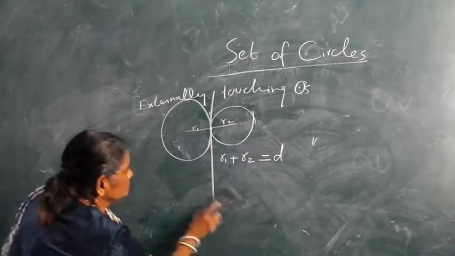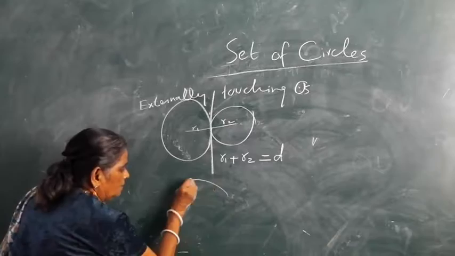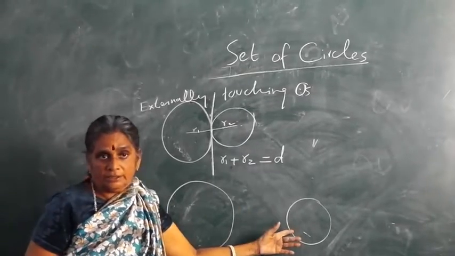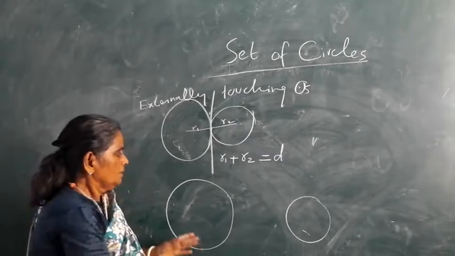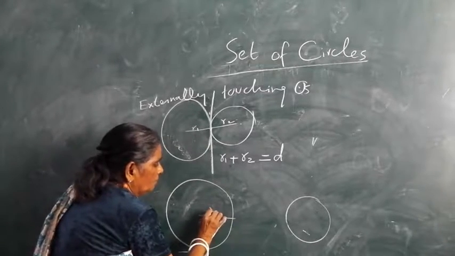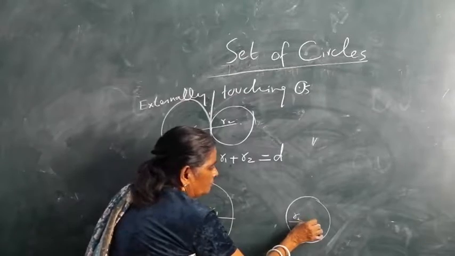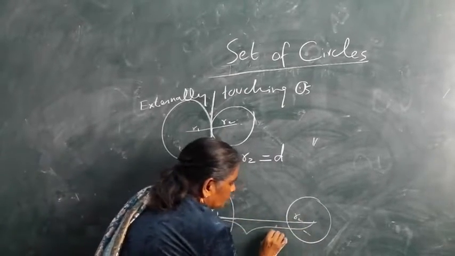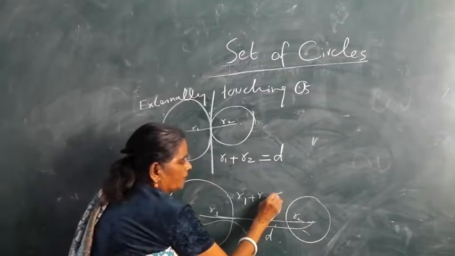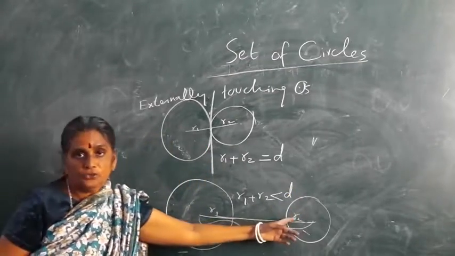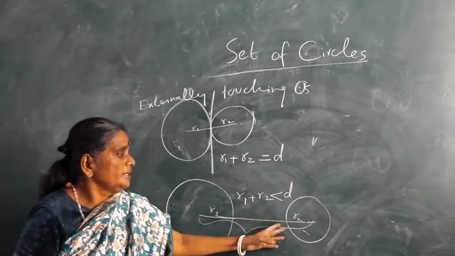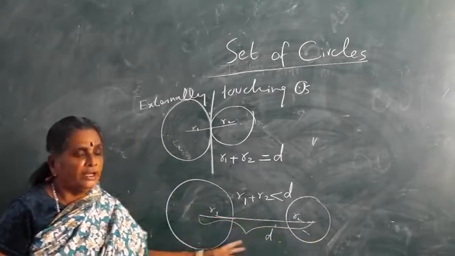Now, for example, this is one circle, this is another circle. They are neither touching, nor meeting, nor intersecting. One circle falls entirely in the exterior of the other. Now, this is R1, this is R2, and if you join the centers, this gives you D. If R1 plus R2 is less than D, then the two circles are non-touching, non-intersecting circles, with one circle falling entirely in the exterior of the other circle.